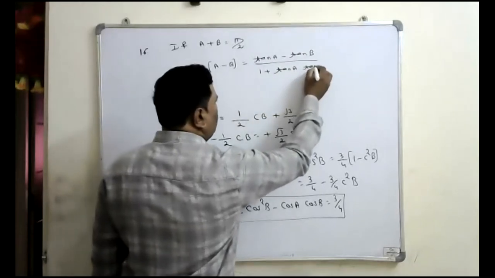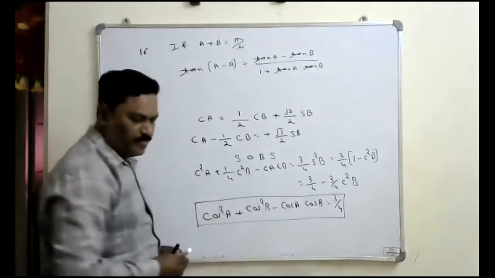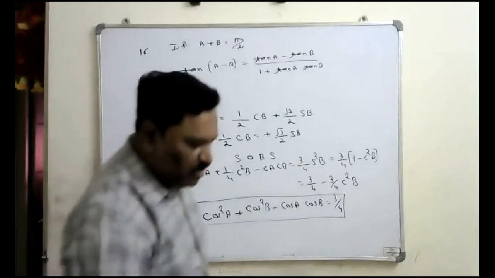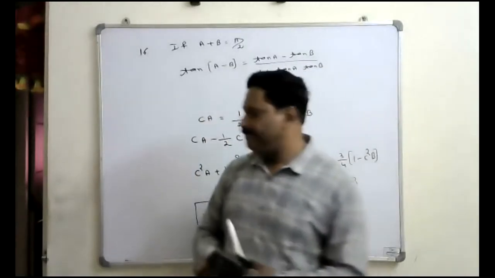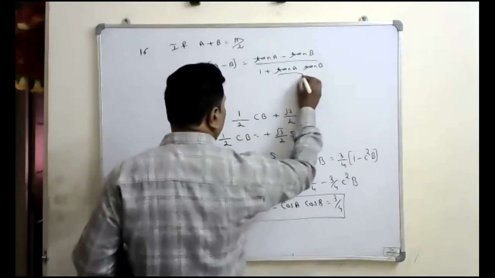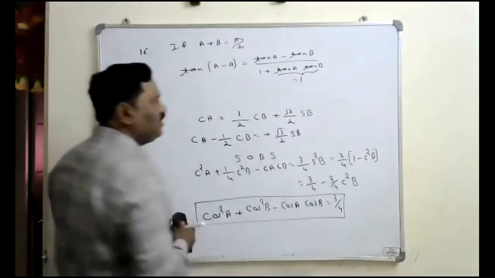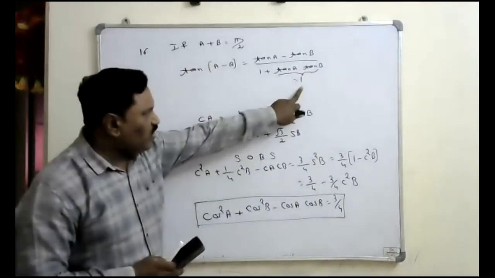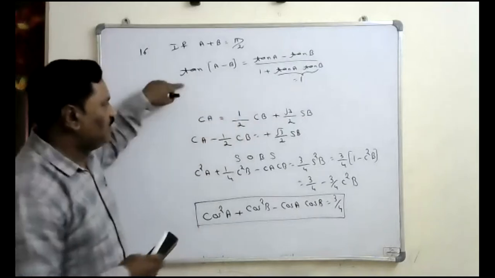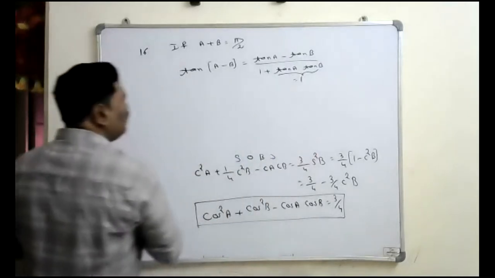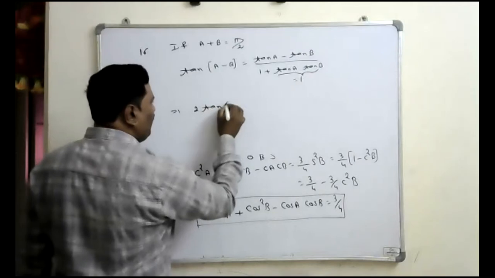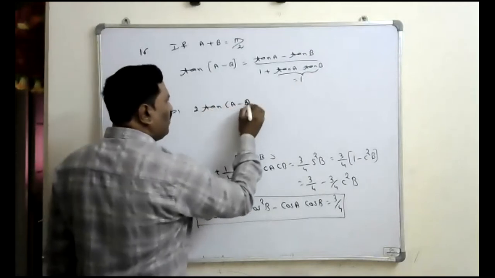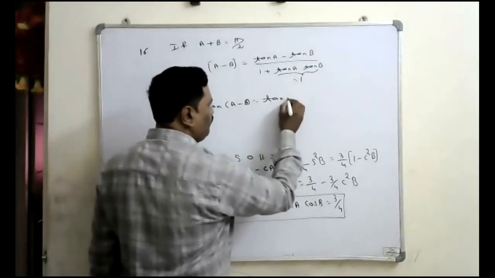In the first topic of trigonometry, we have seen the result that if A plus B is 90 degree, what is the value of tan A into tan B? One. This product is equal to 1. So it's 1 plus 1, that is 2 in the denominator. Now do the cross multiplication. Then we get 2 tan of A minus B is equal to tan A minus tan B.